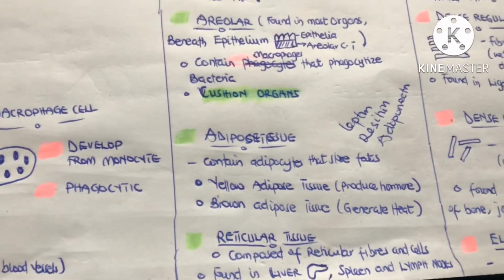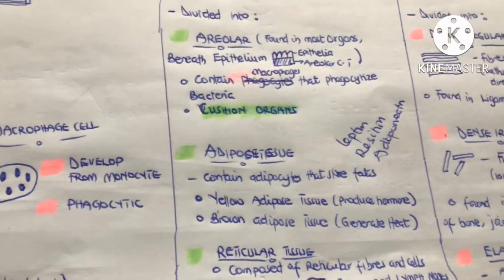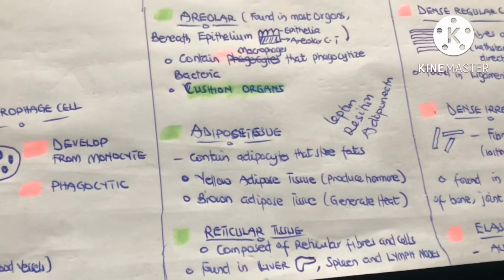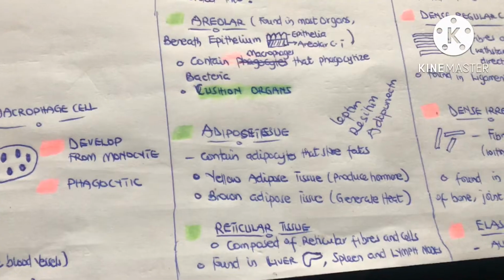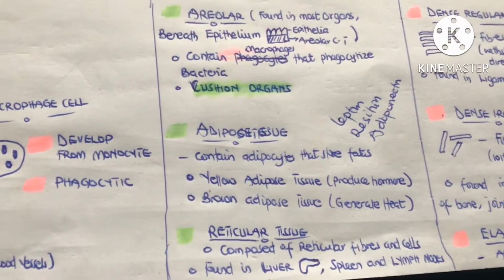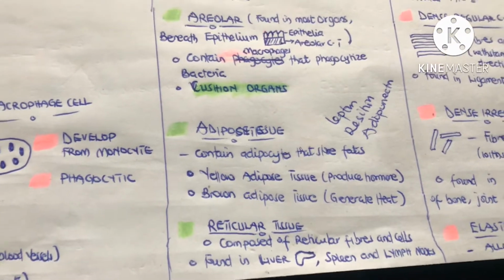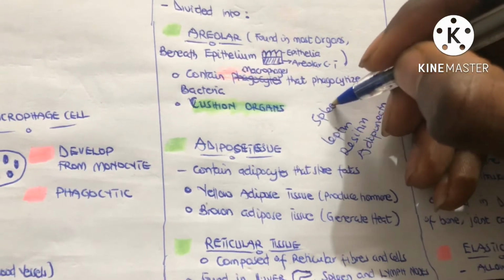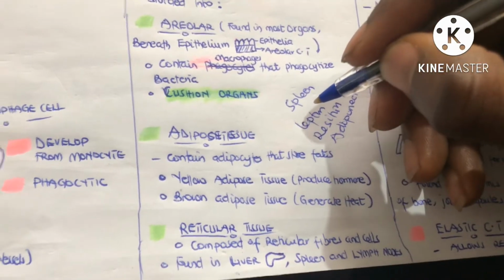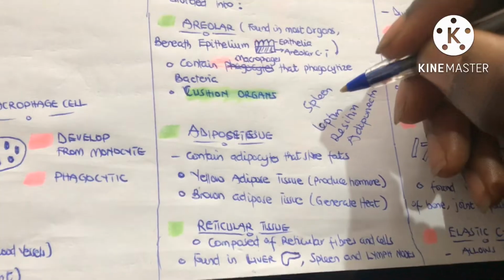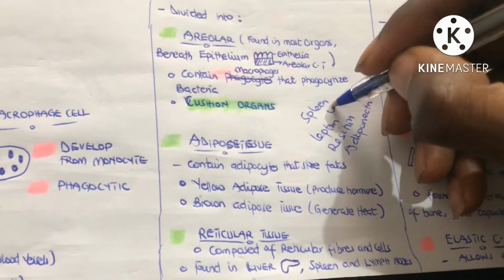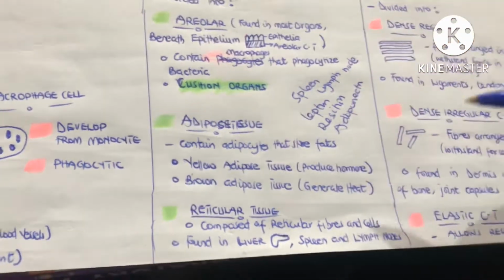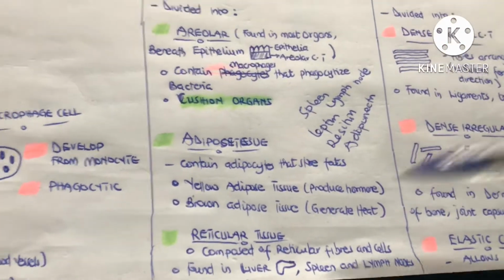This reticular tissue helps bind smooth muscle cells. Another function is that it removes worn out blood cells in the spleen, and also macrophages in lymph nodes. So these are some of the functions of the reticular tissue.